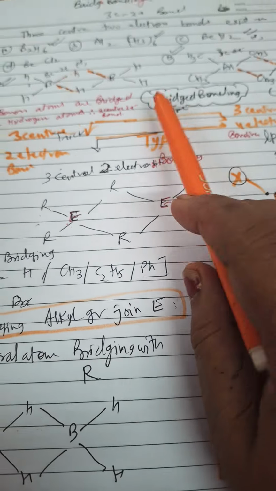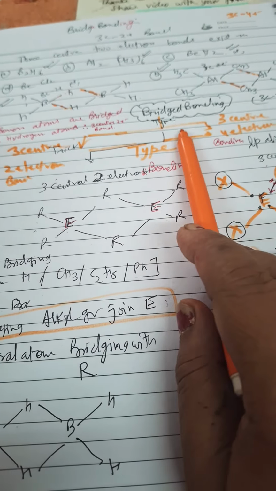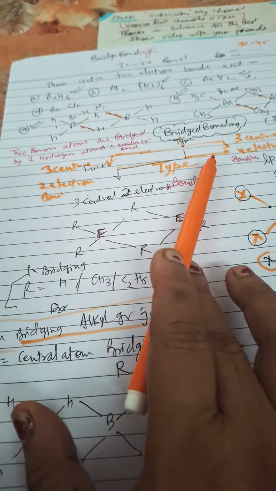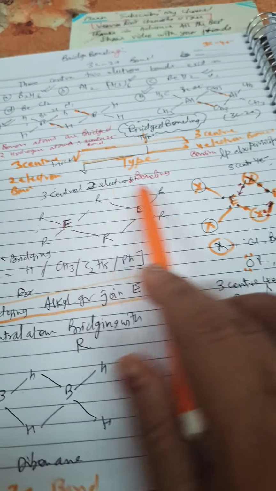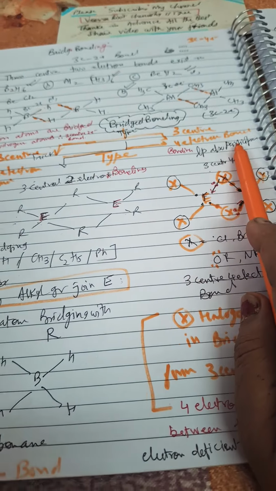Hello students, here we discuss bridge bonding. There are two types of bridge bonding. One is the 3 center 2 electron bond and the second is the 3 center 4 electron bond.